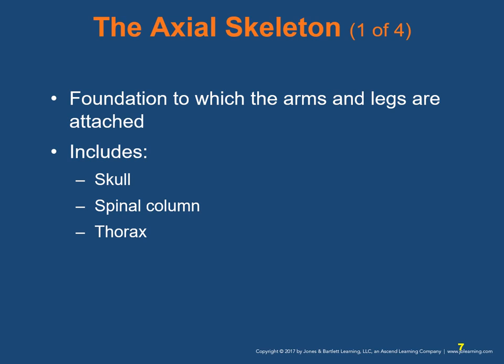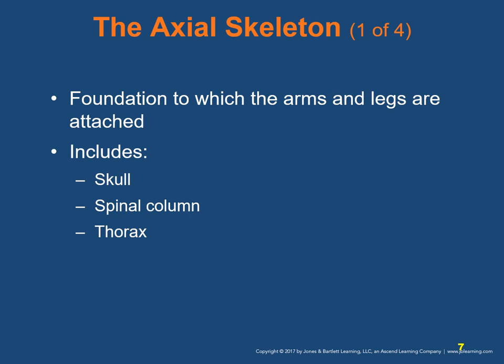The skeleton also includes the spinal column. The spinal column is the central supporting structure of the body. It's composed of 33 bones called vertebrae, and vertebrae are named according to the section of the spine in which they lie and are numbered from top to bottom. The spine is divided into 5 sections, top to bottom. You have the cervical spine, which is the neck. This includes 7 vertebrae and is attached to the skull.